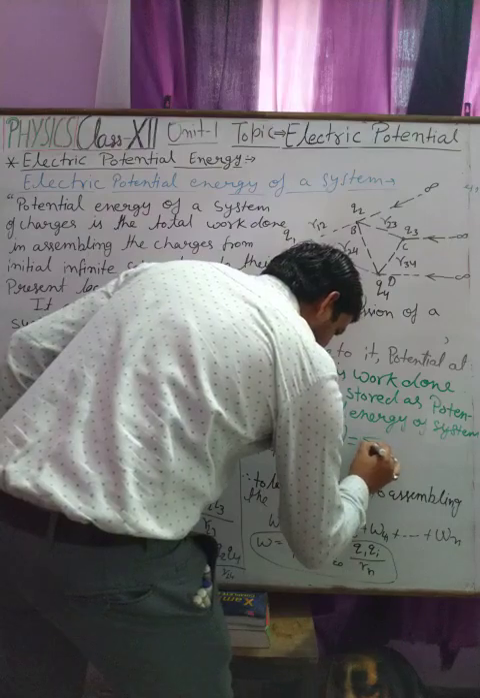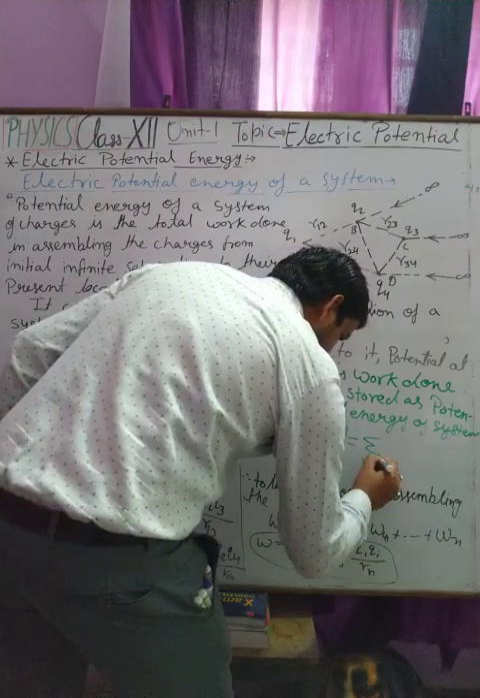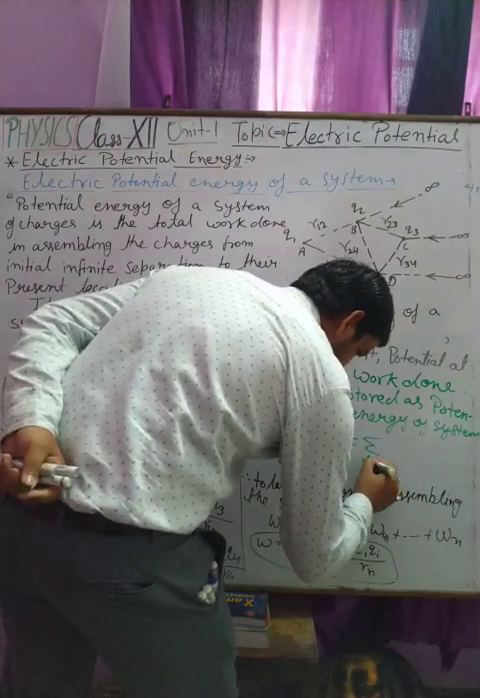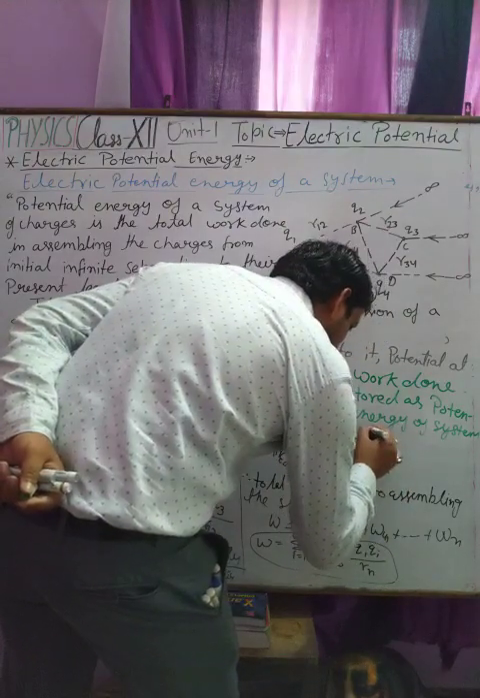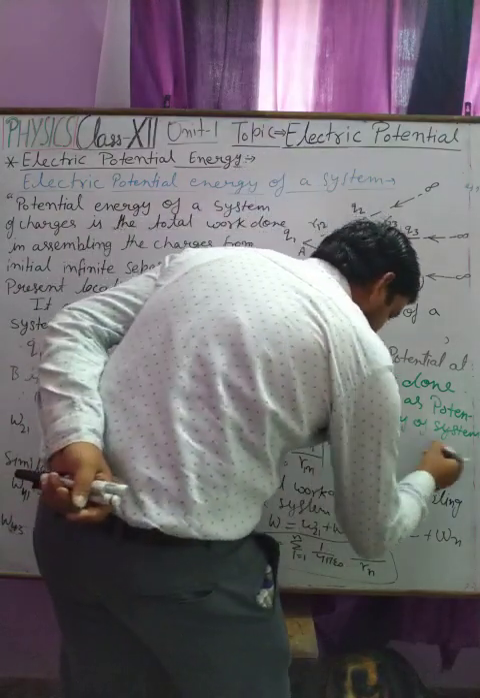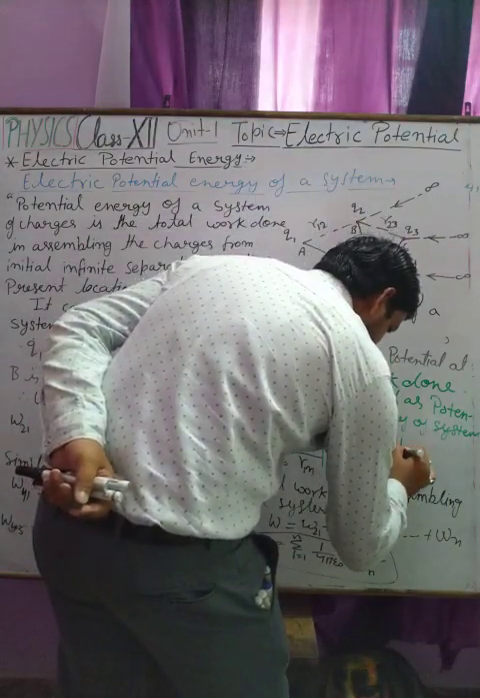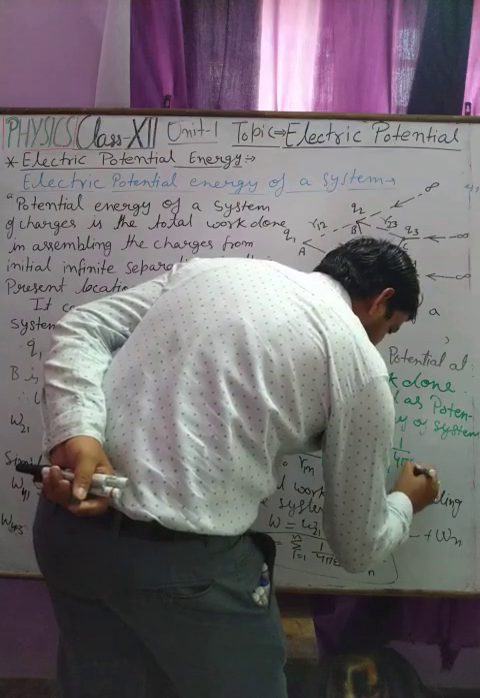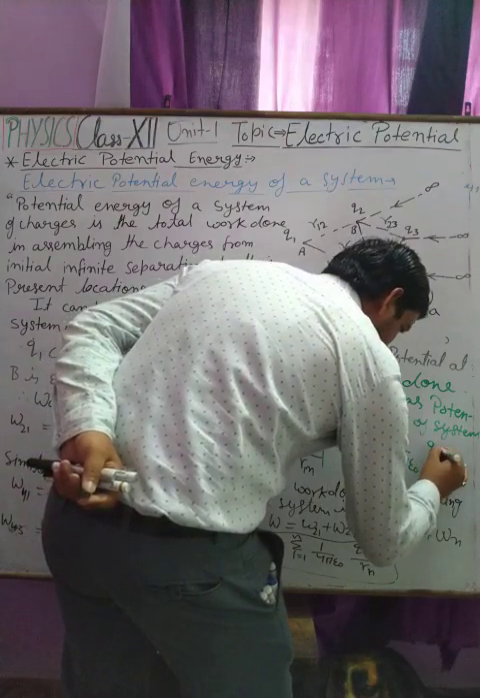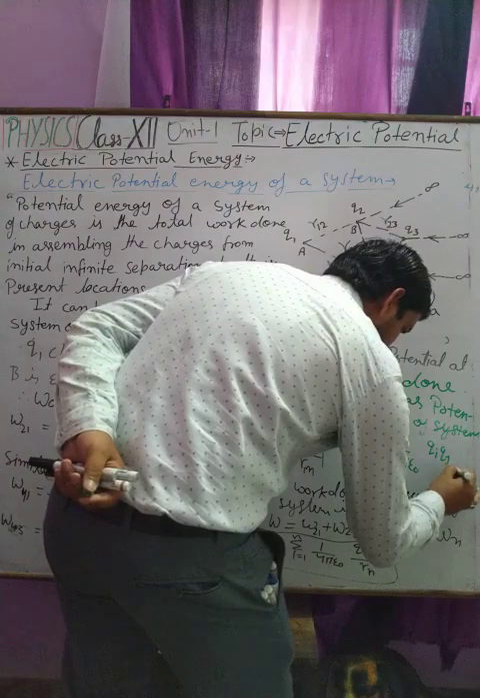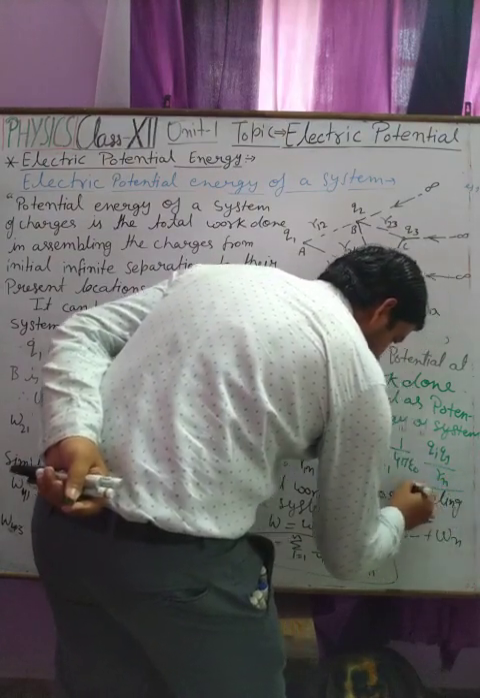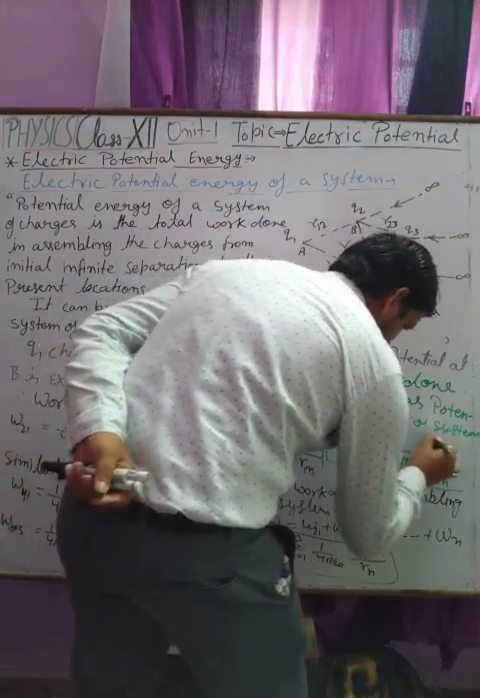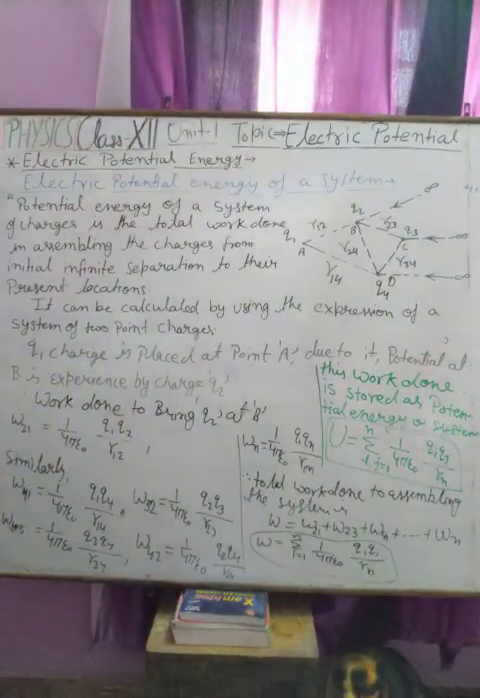U is equal to summation i, j equal to 1 to n of 1 upon 4 pi epsilon naught qi qj upon rij. This is the total potential energy of the system. Copy these.